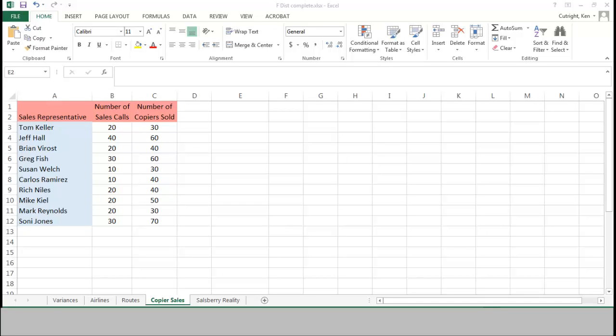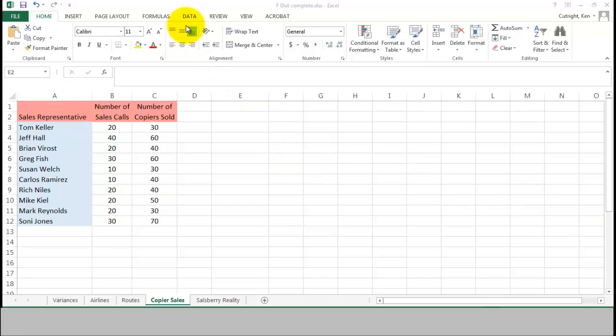Okay, now I've switched over to Excel, and I've got the same copier data that we saw on the PowerPoint slides just a minute ago. And what I'm going to do is just walk through everything that we just talked about so you can see how we actually use Excel to get that information.